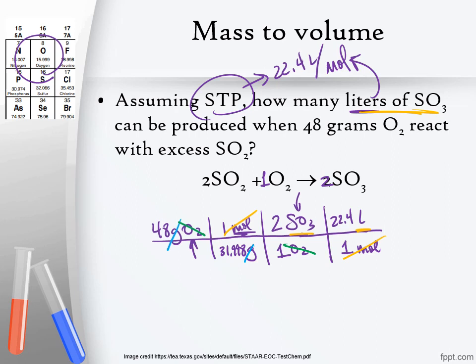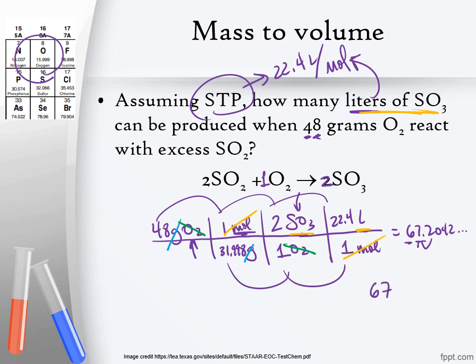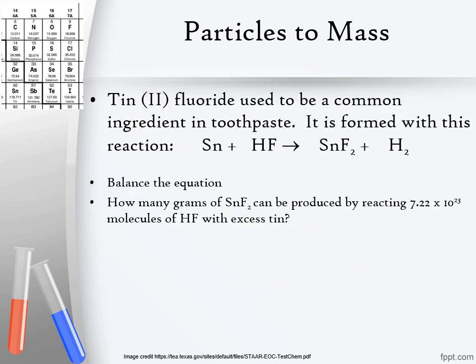So now with our calculator, we're going to do 48 times 1 times 2 times 22.4 divided by 31.998 divided by 1 divided by 1. And our final answer is going to be 67.2042. So many digits. We're going to keep 2 sig figs. That 2 is going to leave, that 7 is 7. Final answer is 67 liters of SO3.